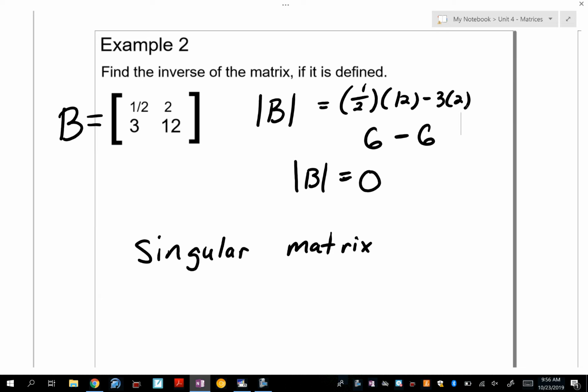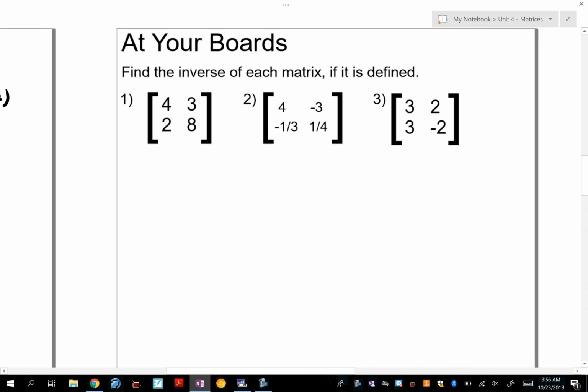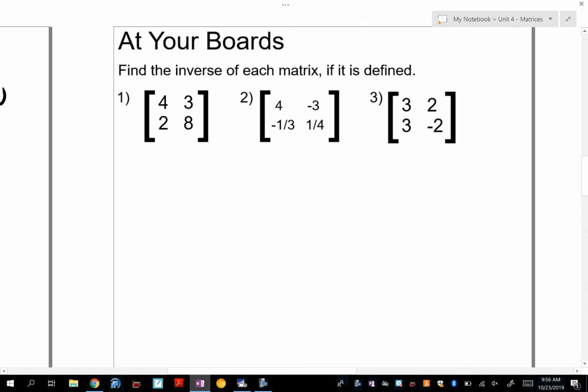Any questions about how to find the inverse of a matrix? You're going to need this skill very soon. So I'm going to have you try these 3, but I want you to keep in mind, I'm only giving you 5 minutes. I don't expect you to get all 3 done. If you do, great. But at least 2 out of 3 is my plan for these 5 minutes. Okay, ready? Go.